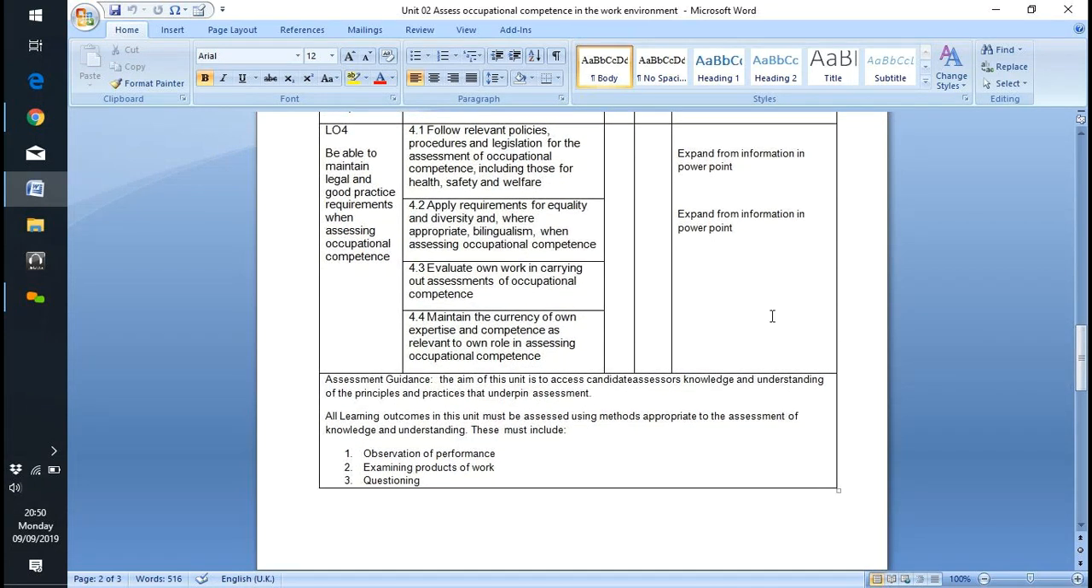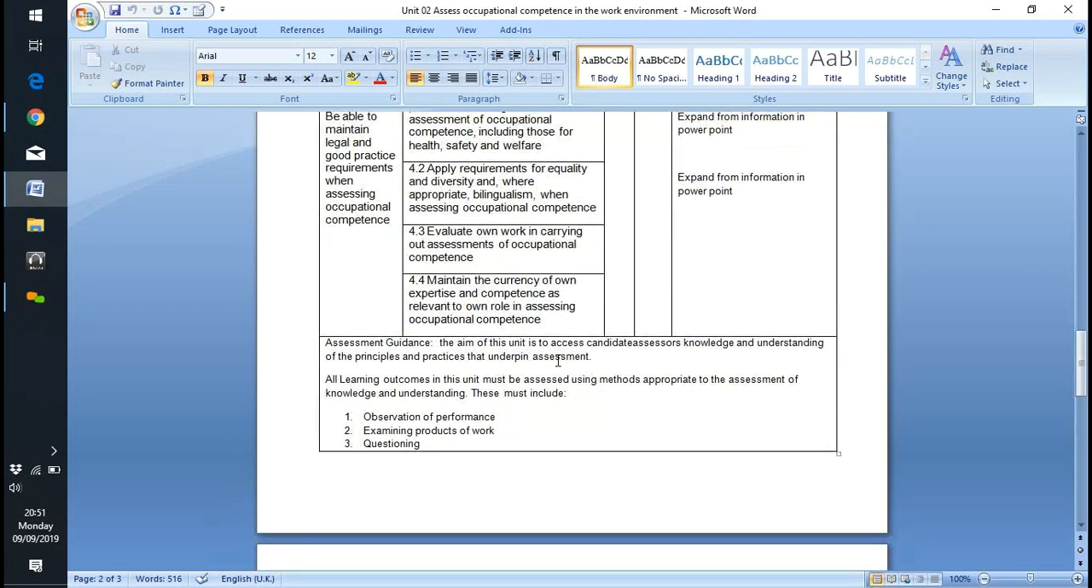And 4.3 is evaluate your own work in carrying out assessments of occupational competence and maintain the currency of your own expertise, which is again the last two assessment criteria on Unit 3, which are exactly the same.